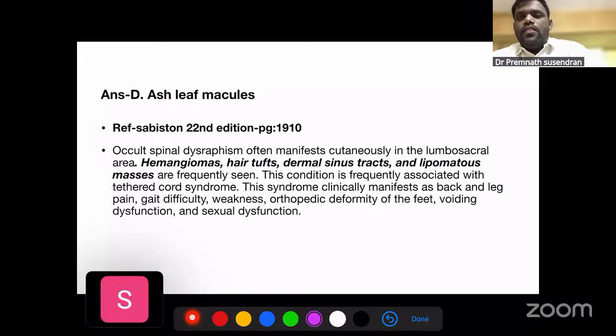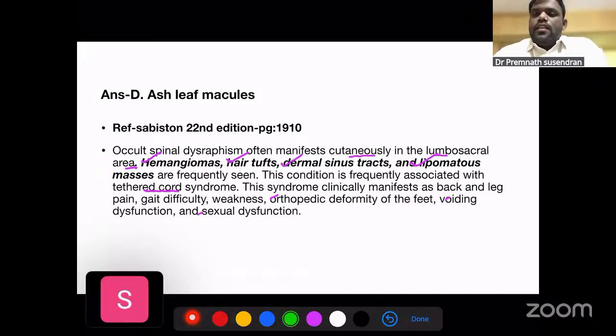1910. Occult spinal dysraphism often manifests cutaneously in the lumbosacral area in the form of hemangioma, hair tuft, dermal sinus tracts, and lipomatous masses are frequently seen. This condition is frequently associated with tethered cord syndrome. So what is tethered cord syndrome? It is clinically manifested as back and leg pain, gait difficulties, weakness, orthopedic deformity, bladder dysfunction, and sexual dysfunction. These are the various presentations of tethered cord syndrome. The cutaneous markers are hemangiomas, hair tufts, dermal sinus tracts, and lipomatous masses. So ash-leaf macules are mainly present in tuberous sclerosis.